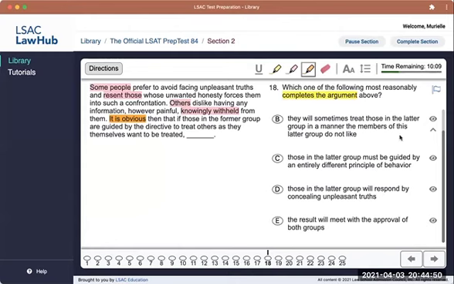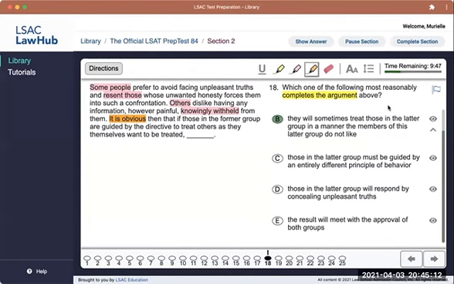So A is definitely out. B, so group A will sometimes treat those in the latter group in a manner the members of this latter group do not like. Yeah, because the latter group dislikes having information knowingly withheld. So yeah, this one's perfect.